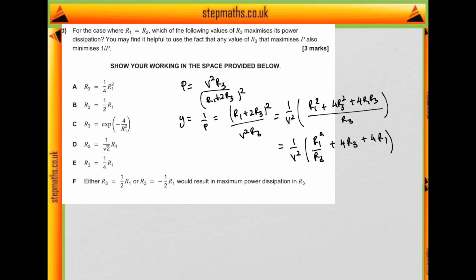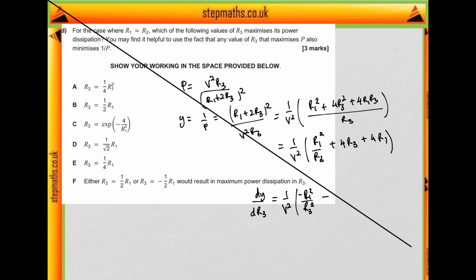So let's go ahead and differentiate that. We do dY by dR3, because R3 is a variable here, which is going to be equal to 1 over V squared into R1 squared. Now if we differentiate 1 over R3, we're going to get minus 1 over R3 squared, so we get an R3 squared here. If we now differentiate the next term, which is 4R3, we'll just get plus 4. If we differentiate 4R1, we'll just get 0. So now we've differentiated this.